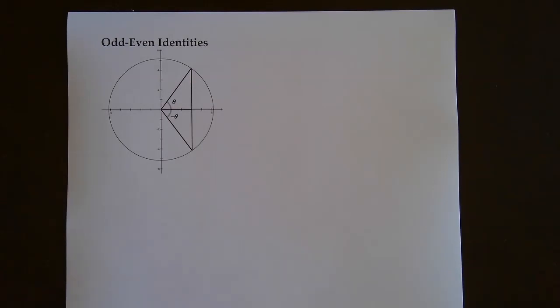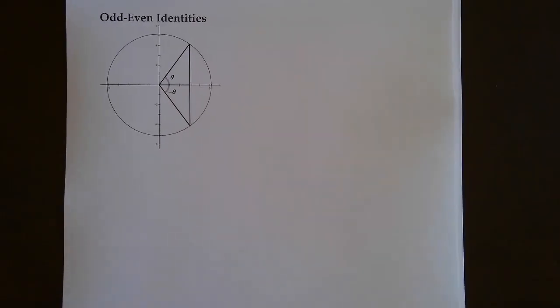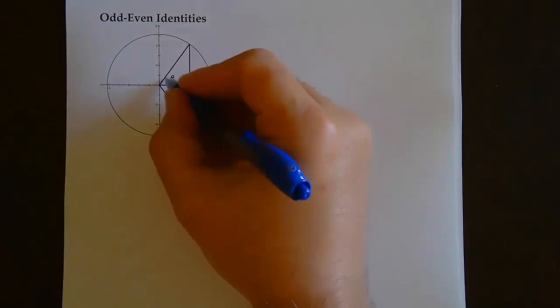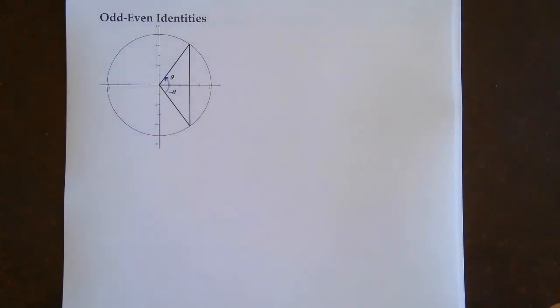All right, so let's do these odd and even identities. For these, I want to look at two angles that are the same size, but the rotation is opposite. So for angle theta, we're going to rotate this way in a positive direction. Let's say it's 30 degrees.